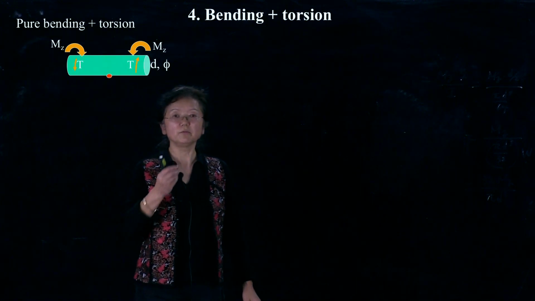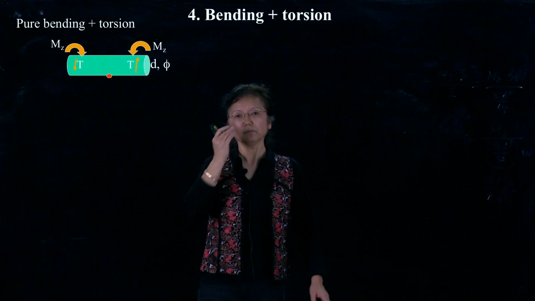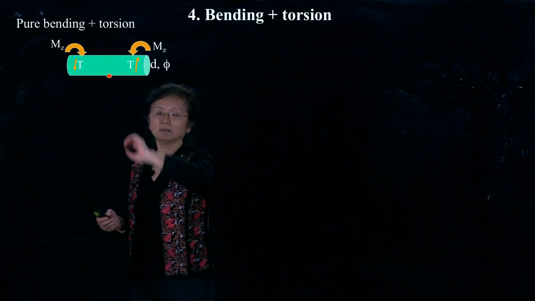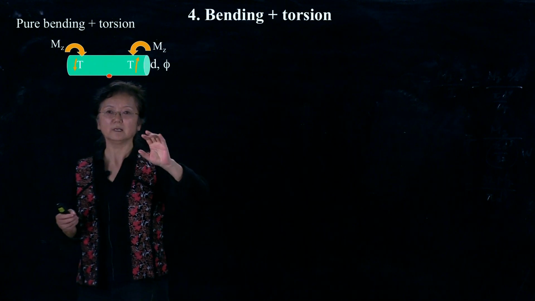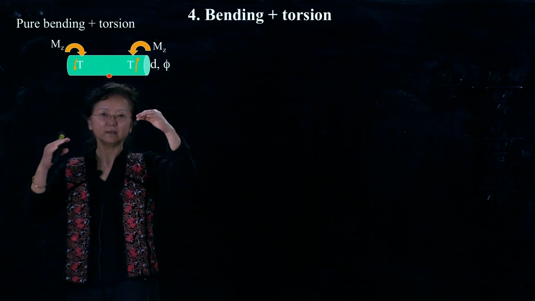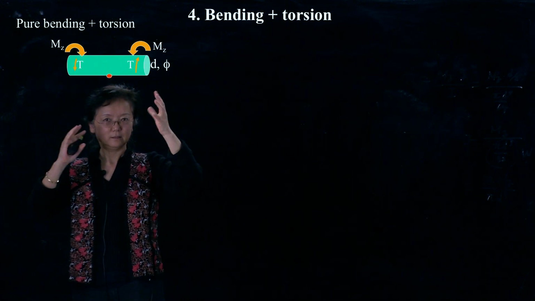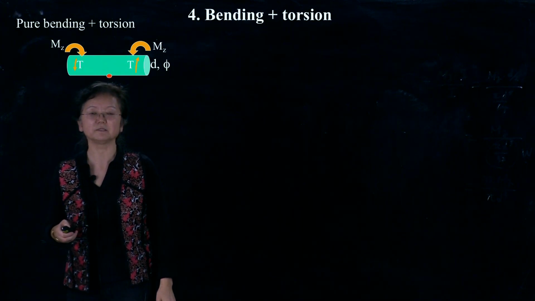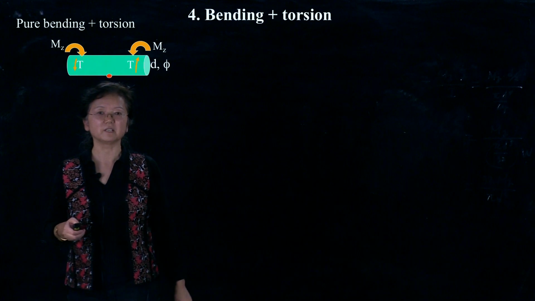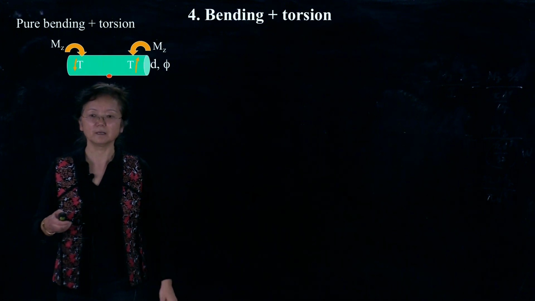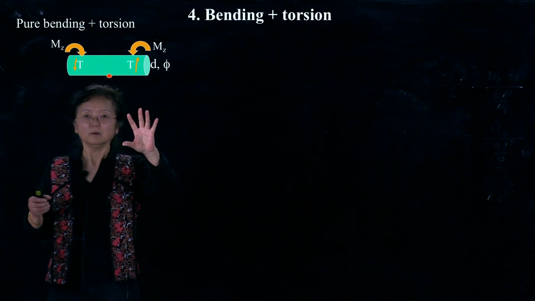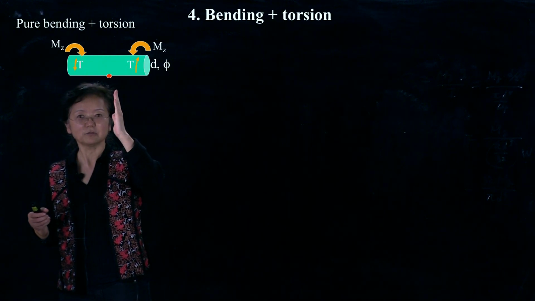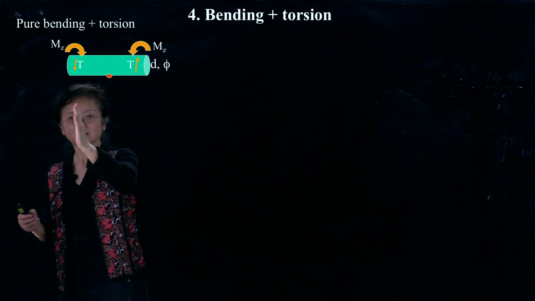Okay, let's now move to the bending plus torsional loading case. Here, the first thing I'm showing is a pure bending case plus a pair of torques applied on the same shaft. The diameter of the shaft is d, or phi again. And in this case, you can see that each cross section should be the same.